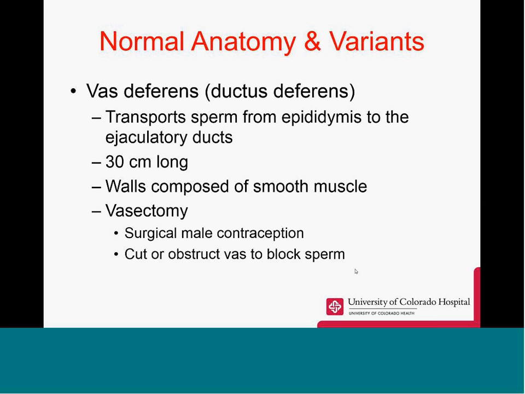The vas deferens, or ductus deferens, transports the sperm from the epididymis to the ejaculatory ducts. Once they emerge from the tail of the epididymis, they ascend along the posterior side, medial to the epididymis, and become associated with the blood vessels and nerves that supply the testicle. The walls are composed of smooth muscle for ejaculation to move the sperm. A vasectomy is a surgical male contraception. They cut the vas or block it.